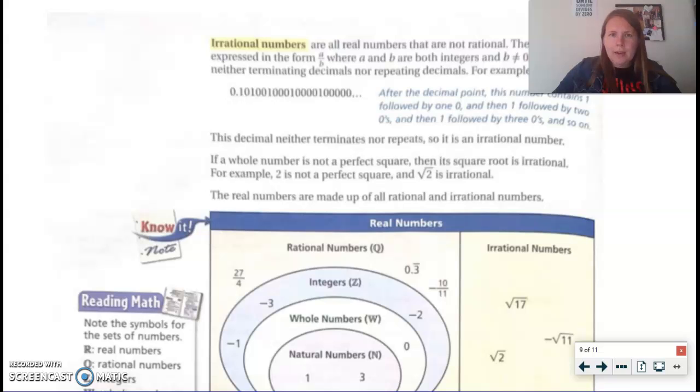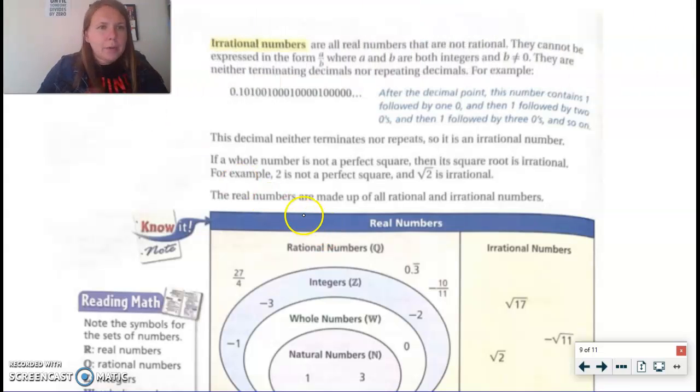All right, so then your irrational. So we talked about rational, but we haven't talked about irrational. So irrational numbers are all real numbers that are not rational. So obviously, if they're not rational, they're irrational. So it means that you cannot express it in the form of a over b. So you can't ever change it into a fraction form. Again, where a and b are integers and b does not equal 0. They are neither terminating decimals nor repeating decimals.